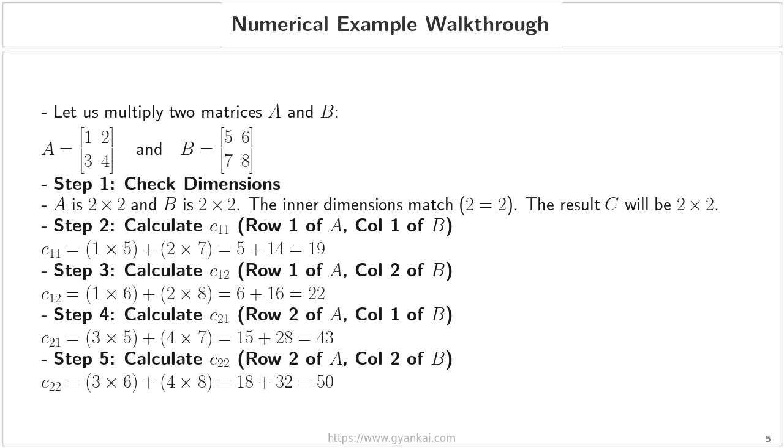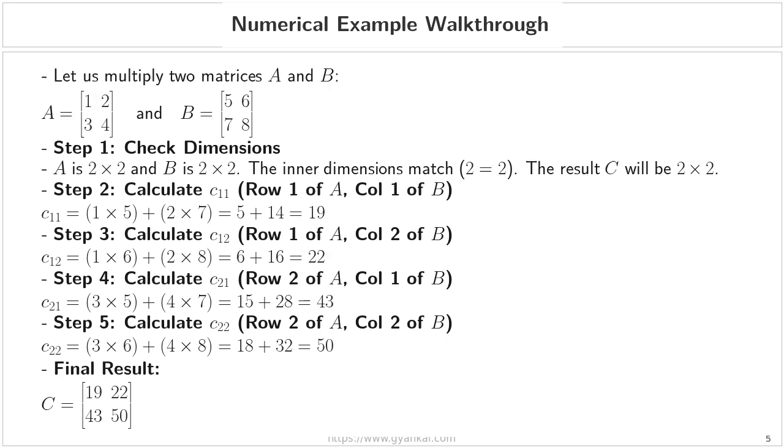Finally, in step 5, we find the element in the second row and second column, C22. We use the second row of matrix A and the second column of matrix B. Multiplying 3 by 6 and 4 by 8 gives us 18 plus 32, which equals 50. Our final result is matrix C, a 2x2 matrix where the first row consists of 19 and 22, and the second row consists of 43 and 50.